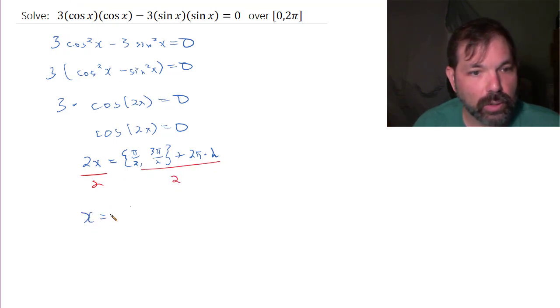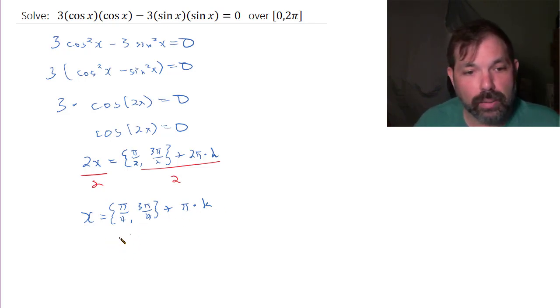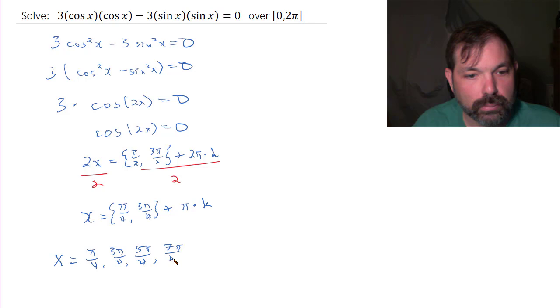So then x is equal to pi over 4, 3 pi over 4, plus pi times k. And so then if we're only looking over 0 to 2 pi, we could take the pi over 4 and add pi, and the 3 pi over 4 and add pi. And so over 0 to 2 pi, we'd have pi over 4, 3 pi over 4, 5 pi over 4, and 7 pi over 4. And those are the solutions over 0 to 2 pi.